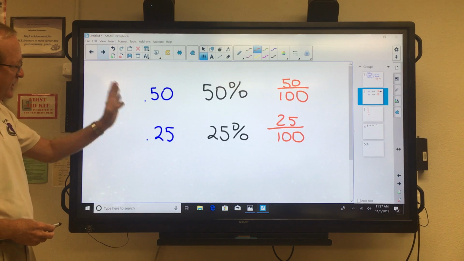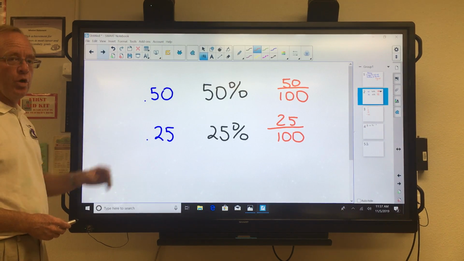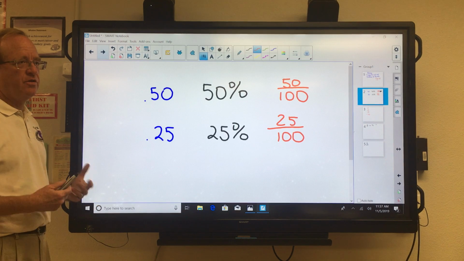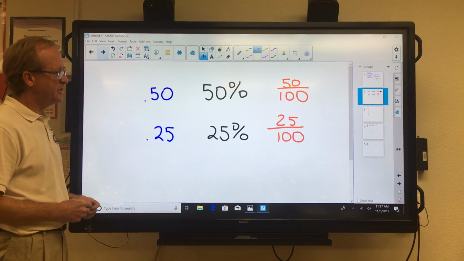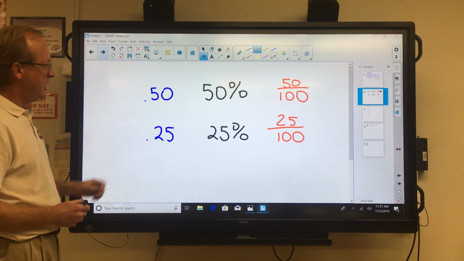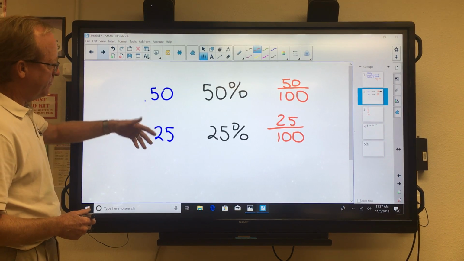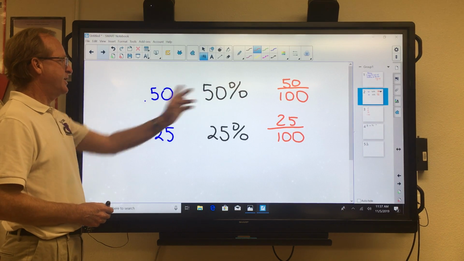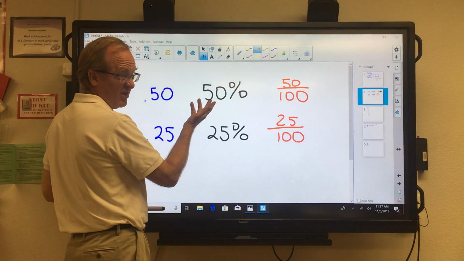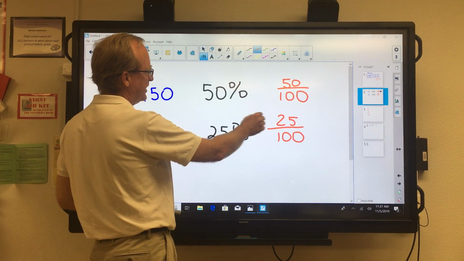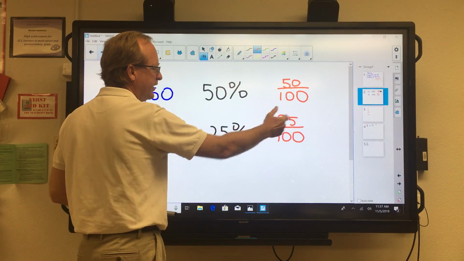And there's ways to translate one to the other. Just like you can translate languages back and forth, you can translate decimals, percentages, and fractions. Now, here's examples of fractions, percents, and decimals that all match up. 0.50, 50 cents of a dollar. 50%, 50 out of 100.